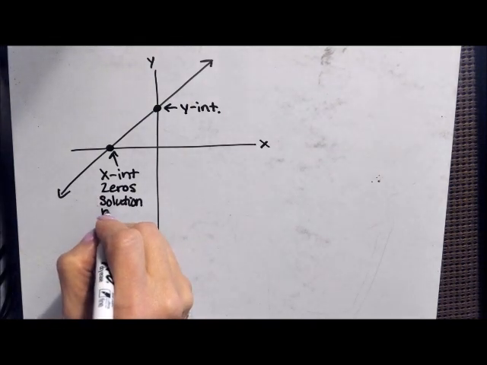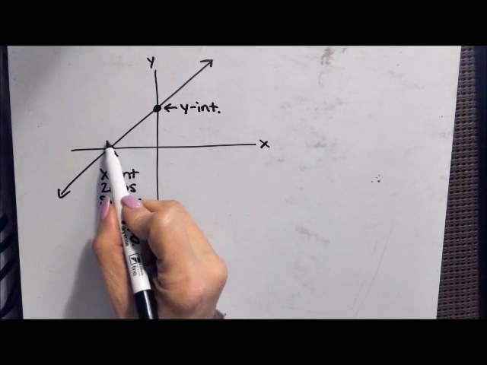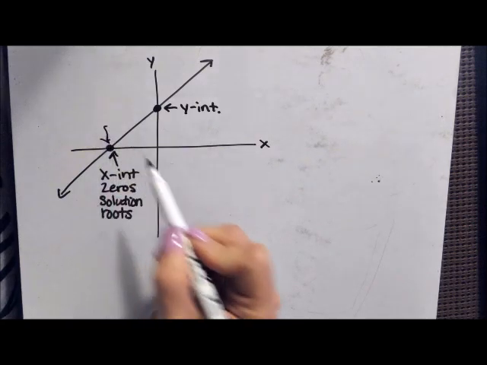Sometimes we call it the roots, but you won't hear roots as much as you'll hear x-intercept and zeros. Or what's the solution? What's the solution to this equation? And it would be, what is the x-intercept right there?